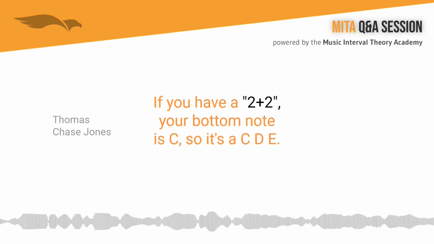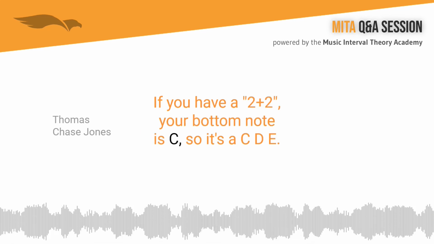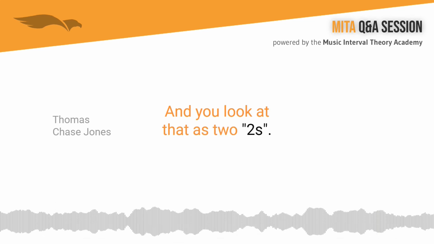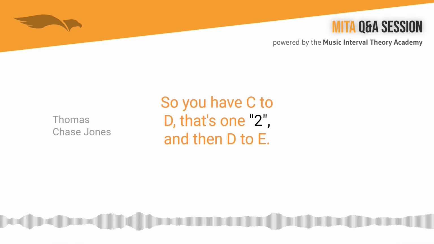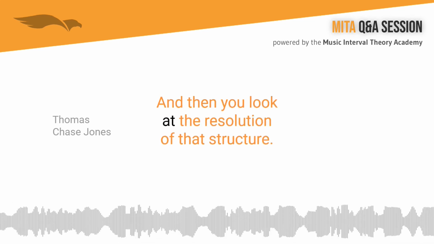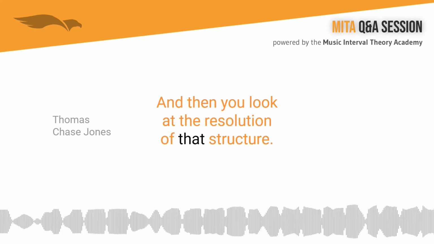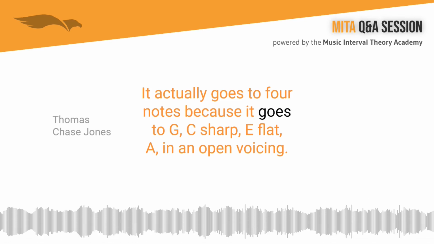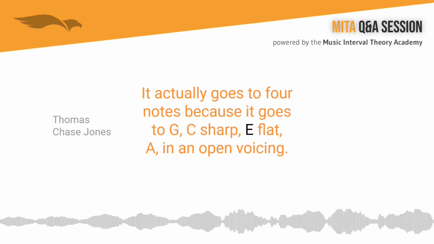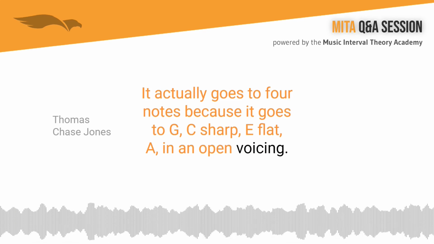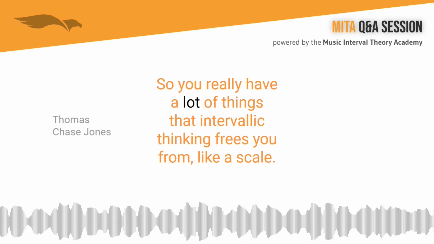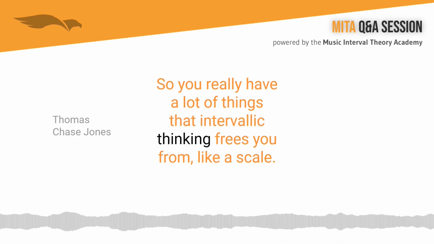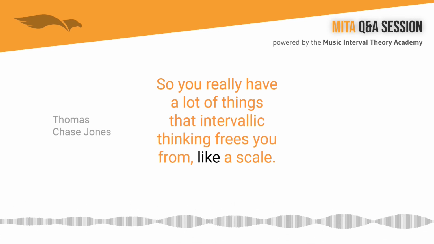If you have a 2 plus 2, your bottom note's C, so it's a C, D, E. And you look at that as 2 2s. So you have C to D, that's 1, 2, and then D to E. And then you look at the resolution of that structure, it actually goes to 4 notes, because it goes to G, C sharp, E flat, A in open voicing. So you really have a lot of things that intervallic thinking frees you from, like a scale.